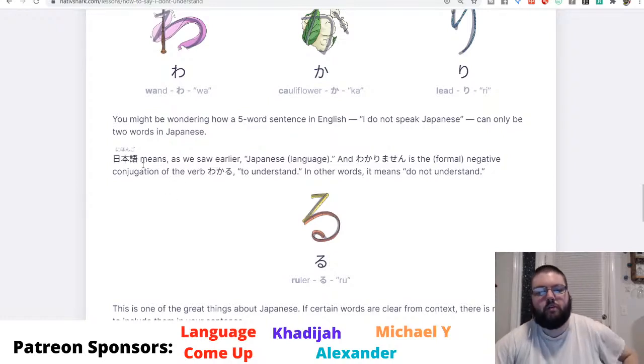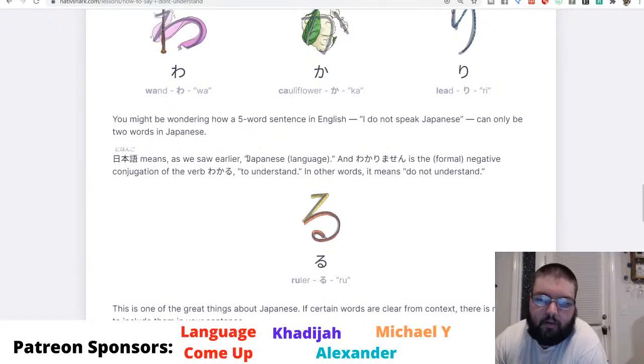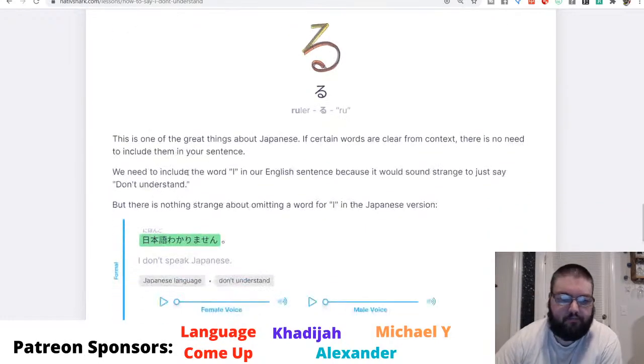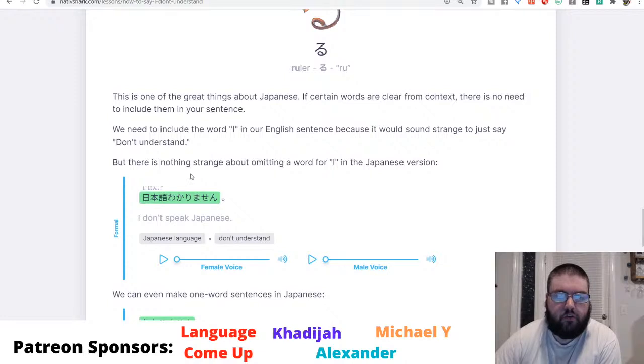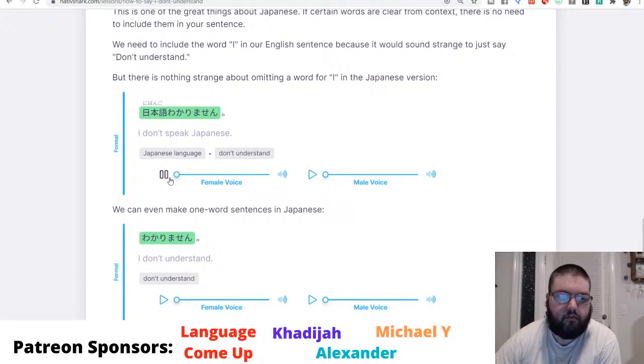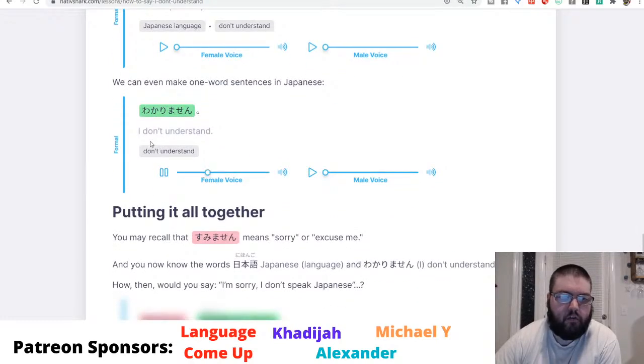Nihongo, as we saw earlier, means Japanese language, and wakarimasen is the formal negative conjugation of the verb wakaru, to understand. In other words, it means do not understand. This is one of the great things about Japanese. If certain words are clear from context, there is no need to include them in your sentence. We need to include the word I in our English sentence because it would sound strange to say don't understand. But there's nothing strange about omitting a word for I in the Japanese version.